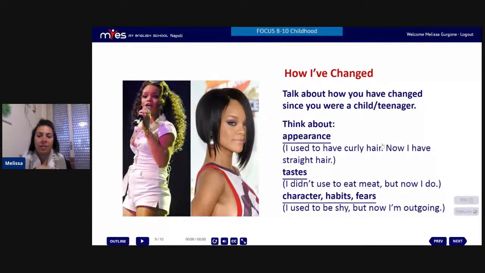Okay. So, how I've changed. Talk about how you have changed since you were a child or a teenager. And think about your appearance. For example, I used to have curly hair, and now I have straight hair. Tastes, which means things that you like. I didn't used to eat meat, but now I do. Think about character, your personality, your habits, and your fears, things that you maybe used to be scared of. I used to be shy, but now I'm outgoing, for example. So put some examples in the bottom.